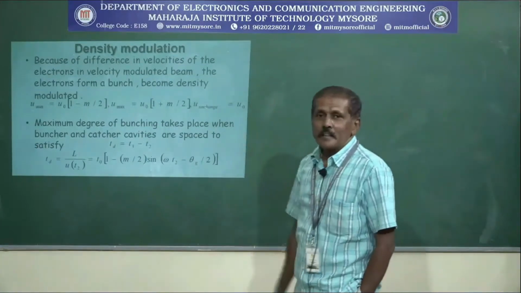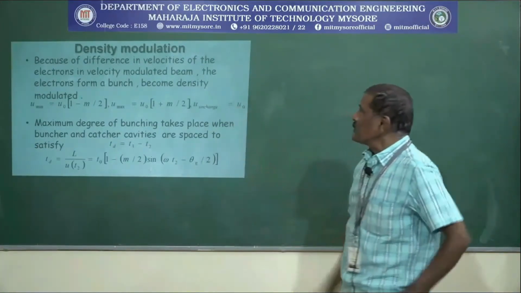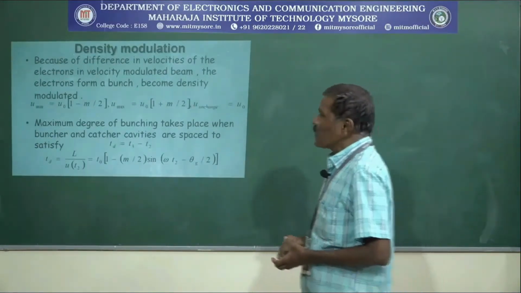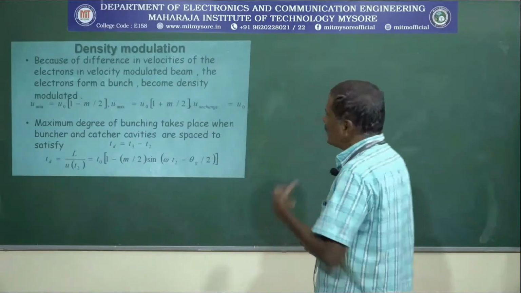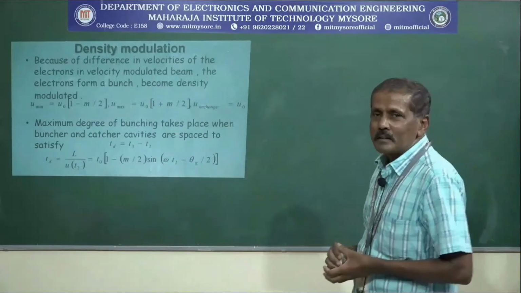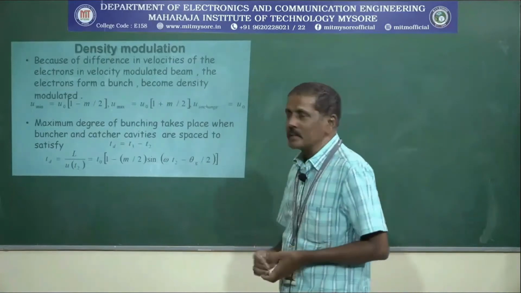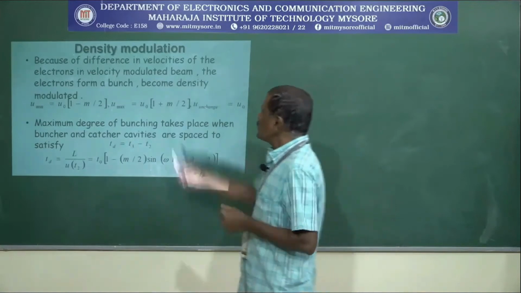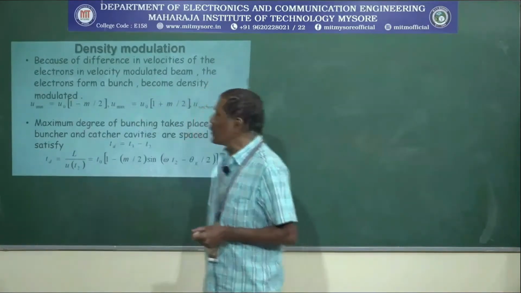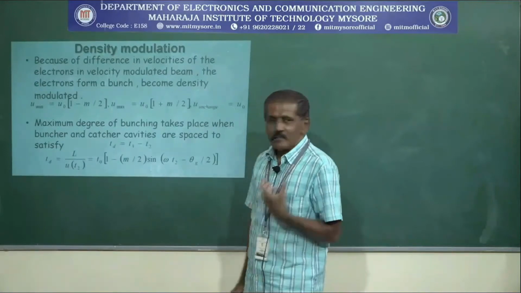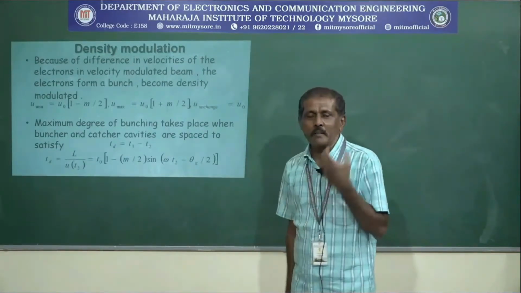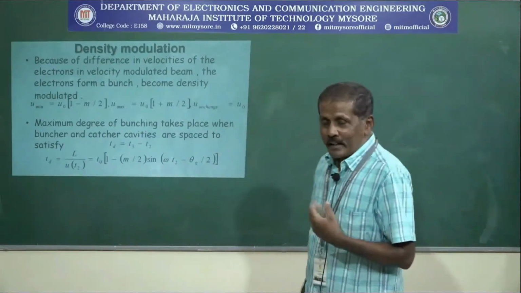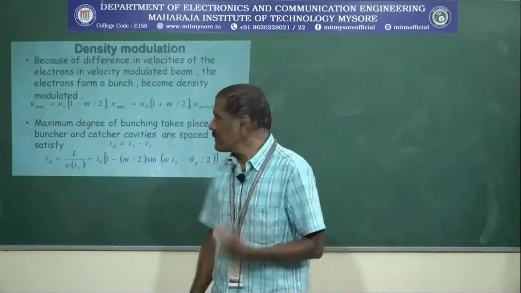Now let us consider the density modulation. Because of the difference in velocities of the electrons in the velocity modulated beam, the electrons form bunches. In the function of the two cavity klystron, we have seen how the bunching takes place. This bunching takes place because of the difference in velocities, and because of this the beam becomes density modulated. In the bunching process, we have seen that there are three types of velocities: no change in velocity, an increase in velocity, and a decrease in velocity.